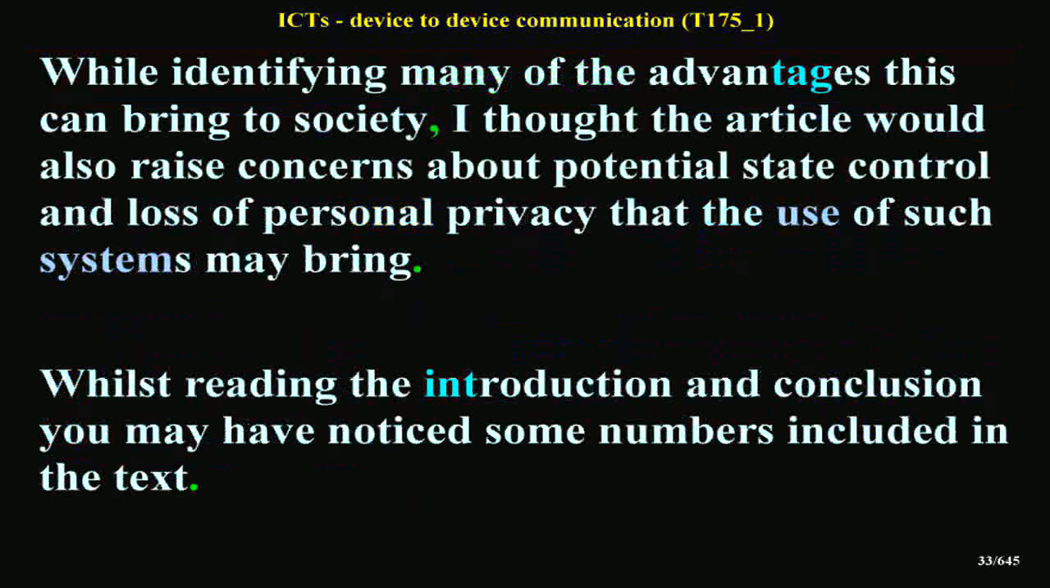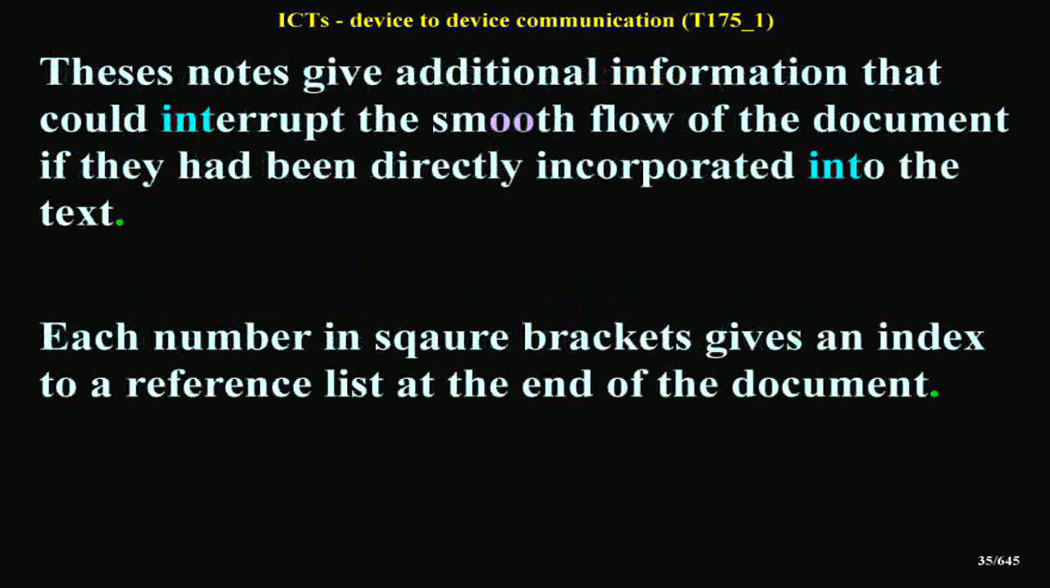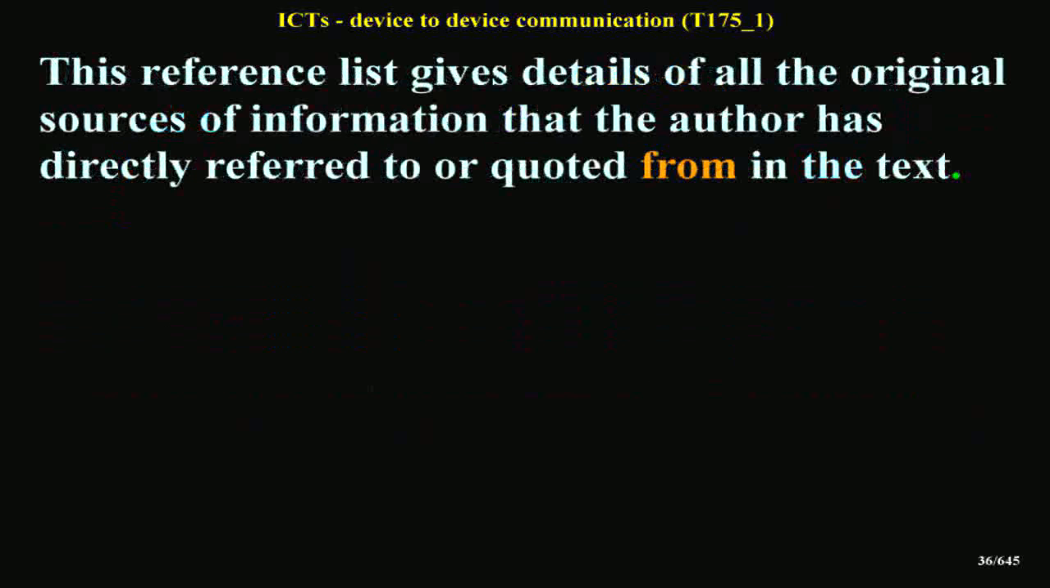Whilst reading the introduction and conclusion you may have noticed some numbers included in the text. Some were shown as superscript, small figures or characters raised above the normal line of text, and others in square brackets. Each superscript gives a cross-reference to an endnote listed at the end of the article. These notes give additional information that could interrupt the smooth flow of the document if they had been directly incorporated into the text. Each number in square brackets gives an index to a reference list at the end of the document. This reference list gives details of all the original sources of information that the author has directly referred to or quoted from in the text.